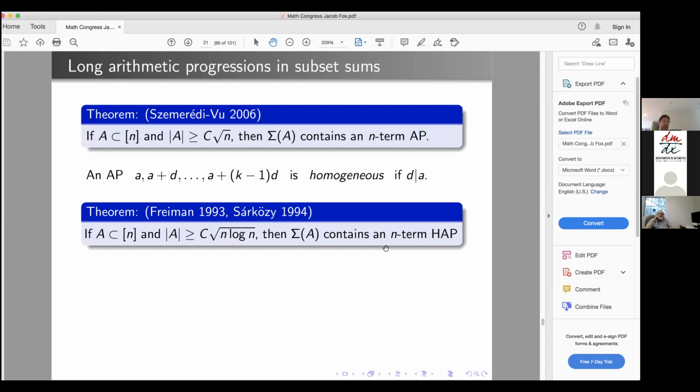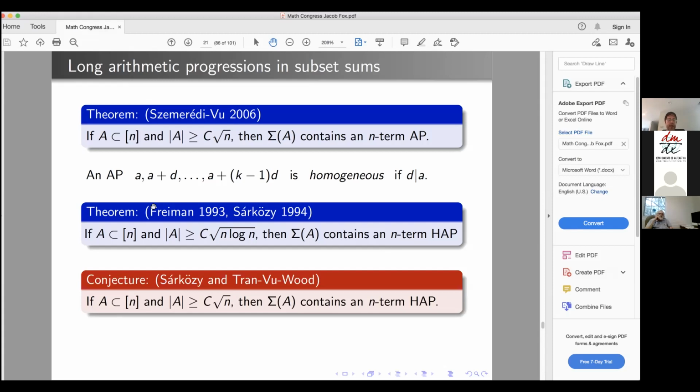These results were done independently by Freiman and Sarkozy, and their proofs are actually quite different, although they got essentially the same bound. Sarkozy and even Freiman mentioned something along these lines, and Tran and Vu and Wood and others asked whether there was a common strengthening of both of these that you can get rid of the log factor in the Freiman-Sarkozy result, that not only do you get an n-term arithmetic progression, but you get an n-term homogeneous arithmetic progression. It's not simply that in itself it's a stronger result, but actually there's a lot of applications of this Freiman-Sarkozy result, and all these applications would carry over with better bounds if this conjecture holds.